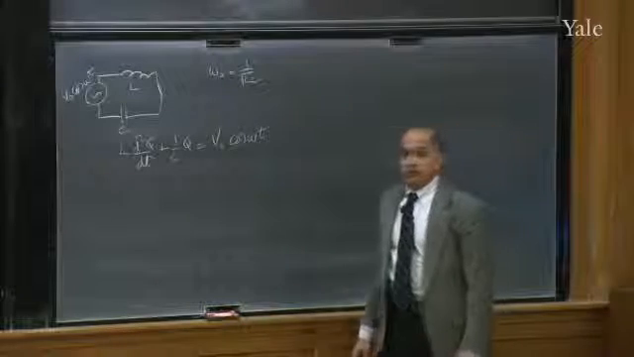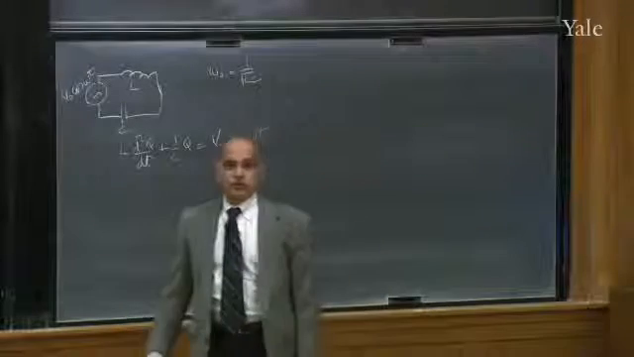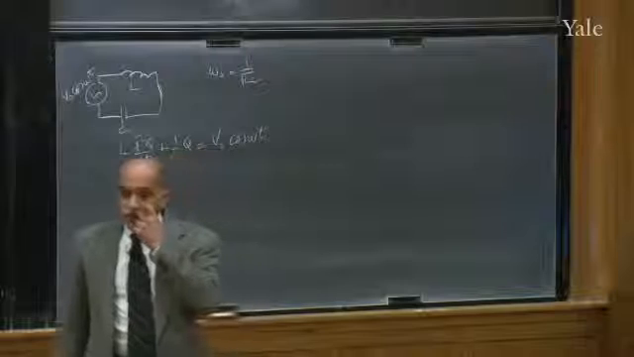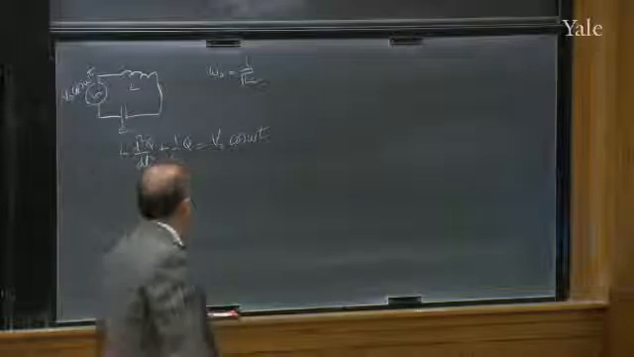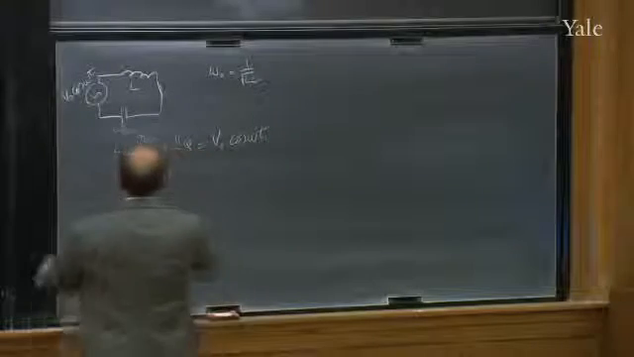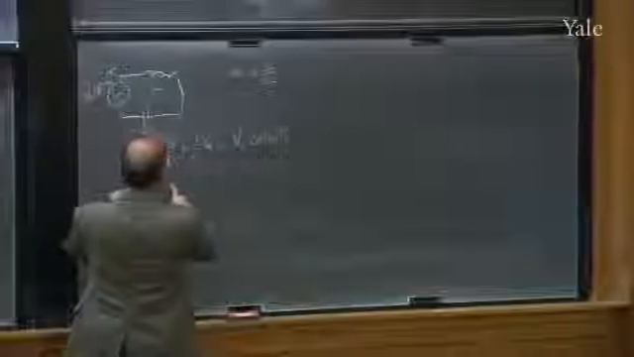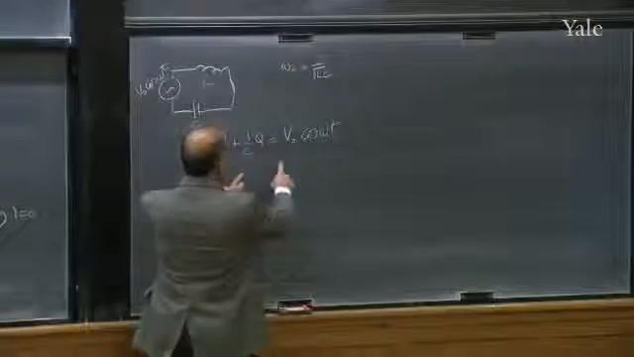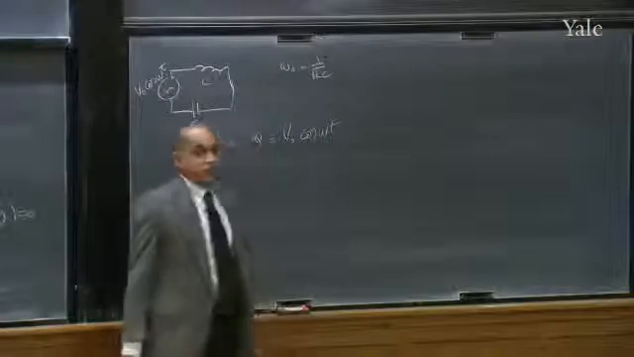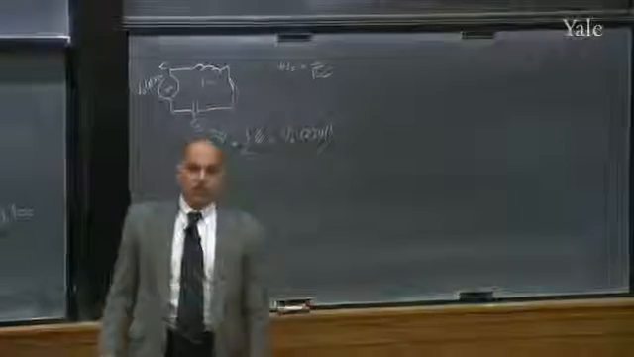Now what are you going to do? You have to again guess the solution. So I want a function q of t so that when I take two derivatives and add it to some multiple of itself, I get something times a cosine. So what should that function look like?